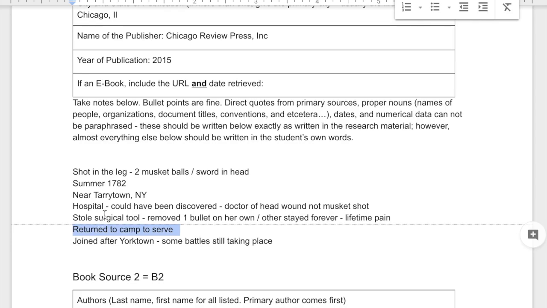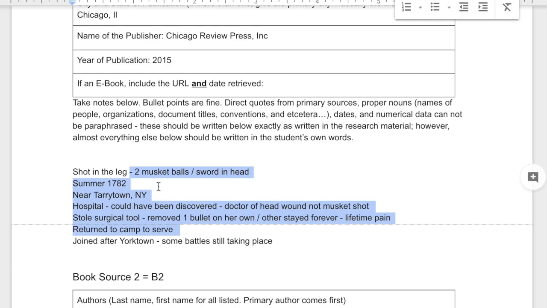Wow. But the major point here is that the author gave all this information. It's all good information. It's the when, it's the where, it's the why important, it's the what. Include it. These are important details. So if you just put shot in the leg and didn't include all this other important detail, you're not providing enough information.